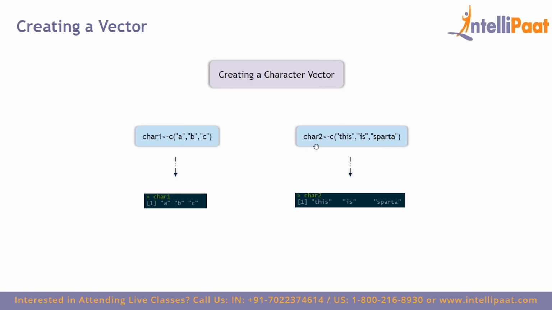You can also extend this to words, not only letters. Anything enclosed within double quotes is a character. It could be one letter or a combination of letters, like a string. So the second vector is cat2, assigned C within brackets: This, is, Sparta. So This is the first element, is is the second element, and Sparta is the third element.